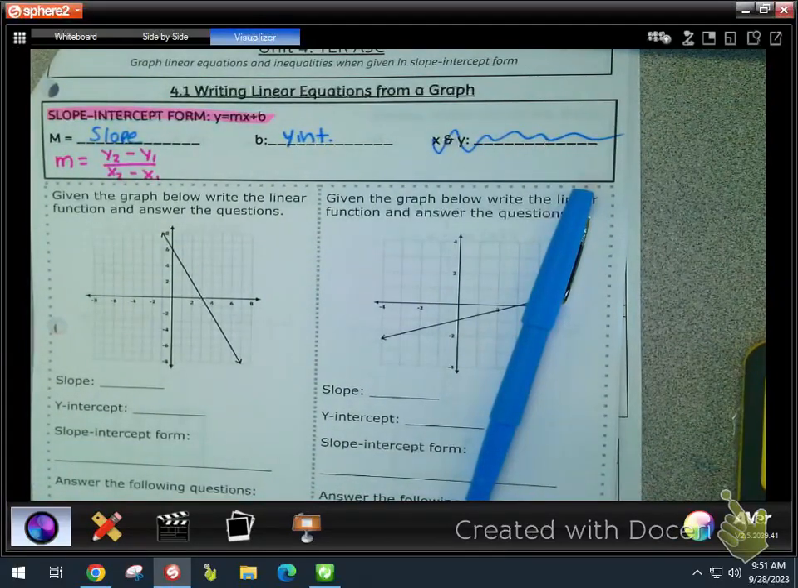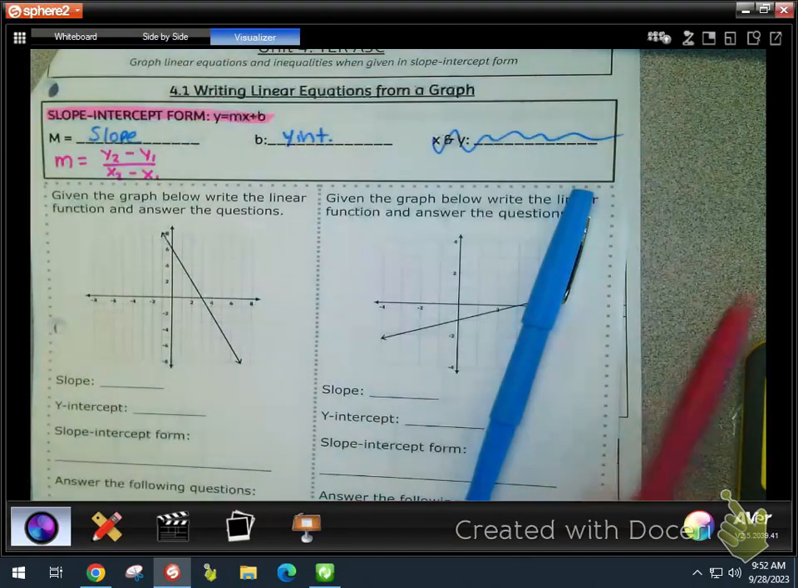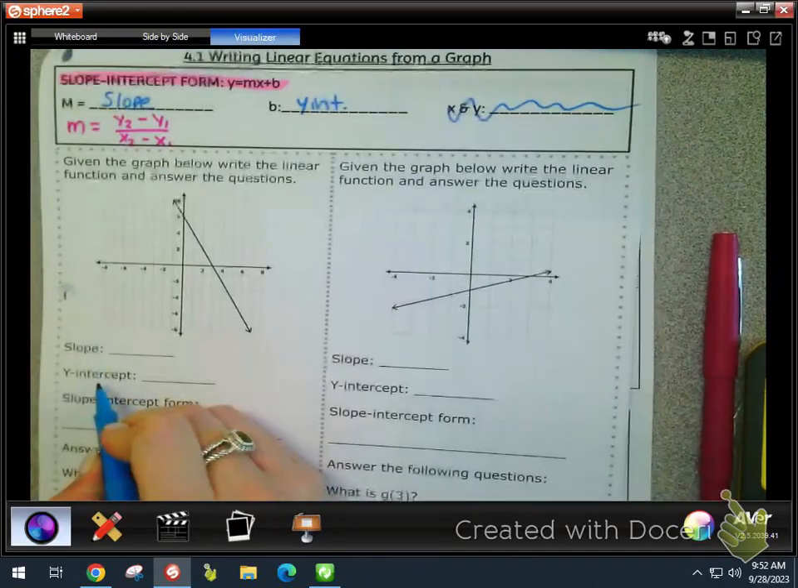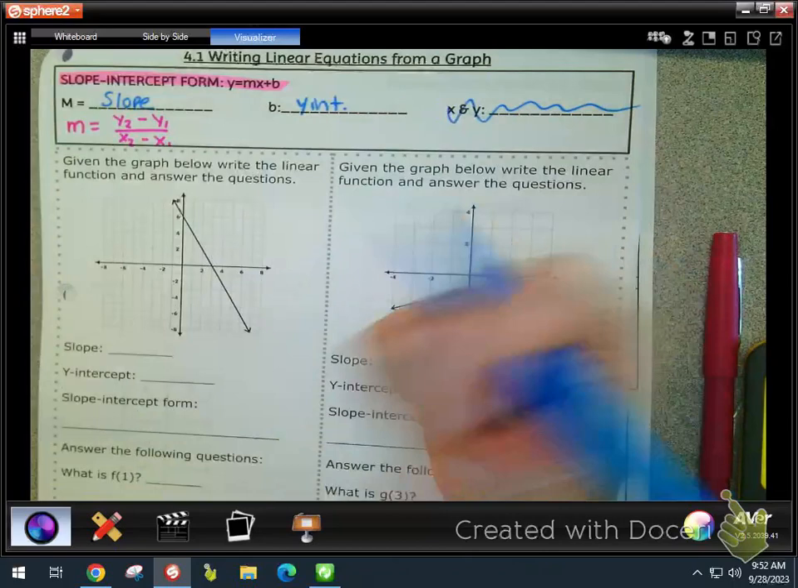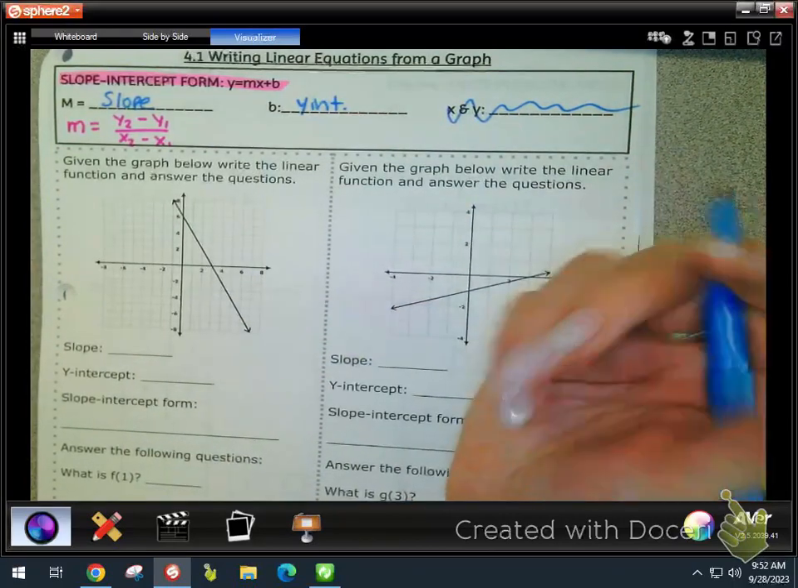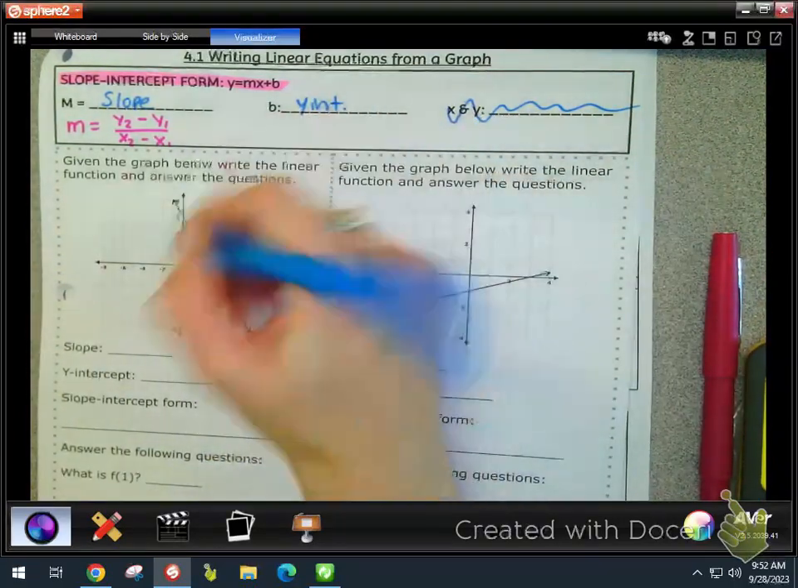If you're retesting slope, this will help you. How many good points do you need to find the slope? 2. But I always do my y-intercept first. I always grab that first, and then I use that in my slope. So what is the y-intercept of this first graph? Ordered pair.